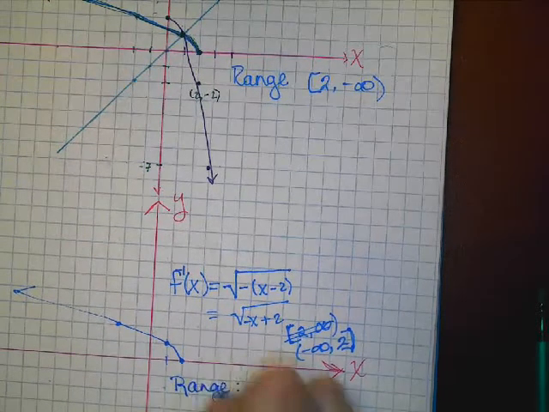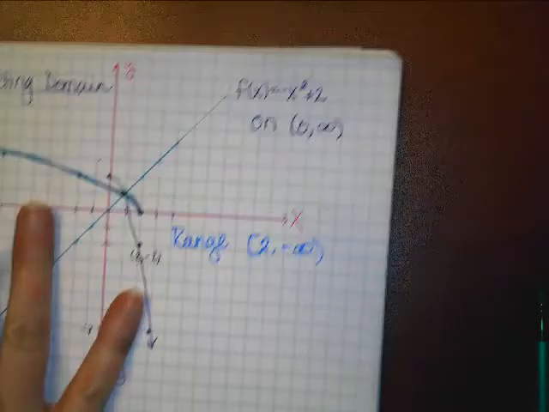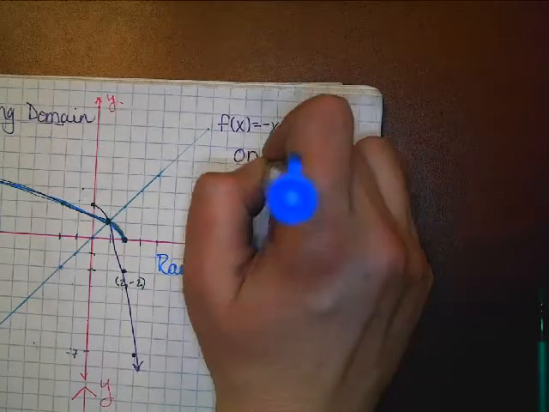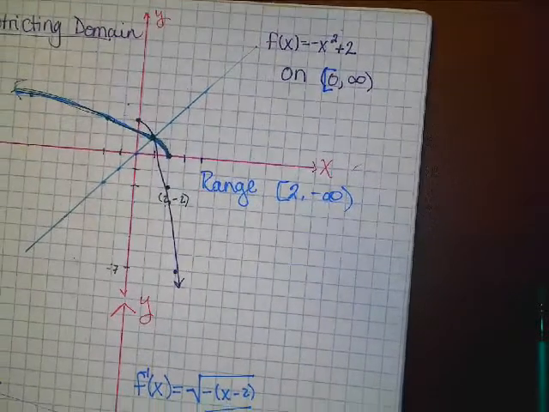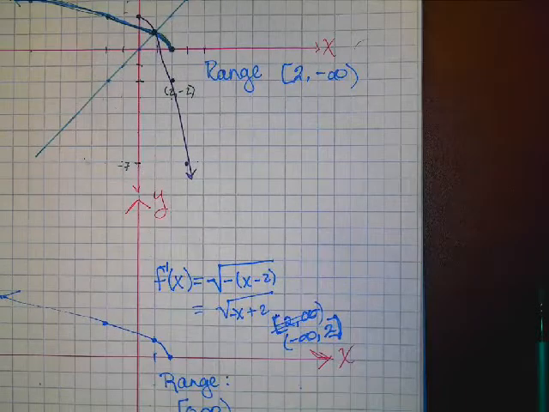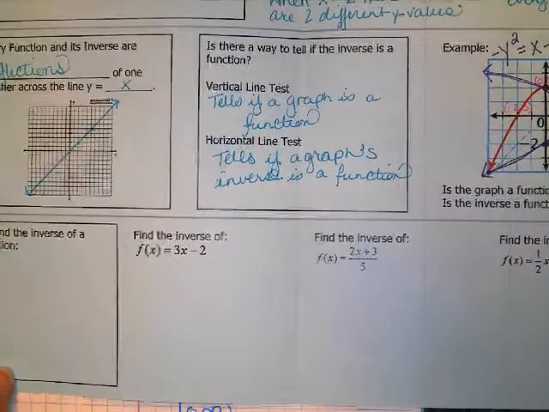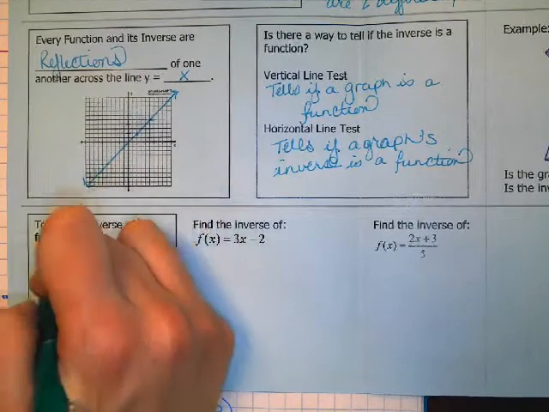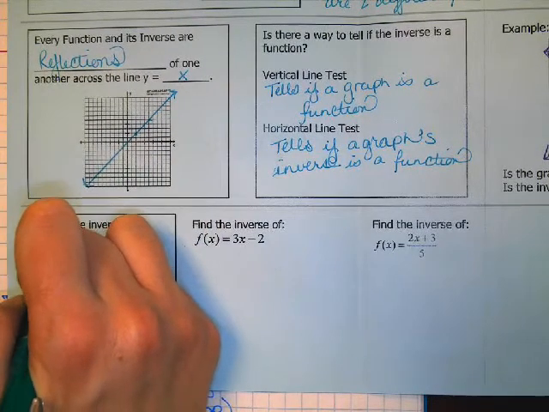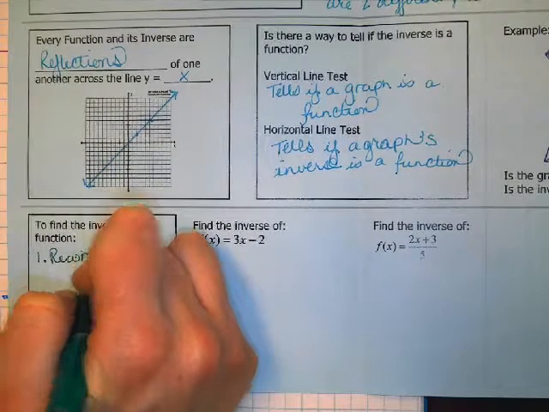All right, so the range for the purple graph was -infinity to 2 for the y values. Now that became the domain of the new function. And the range of this new function is from 0 to positive infinity. And that's the domain we found here. We could probably just close that 0 off.